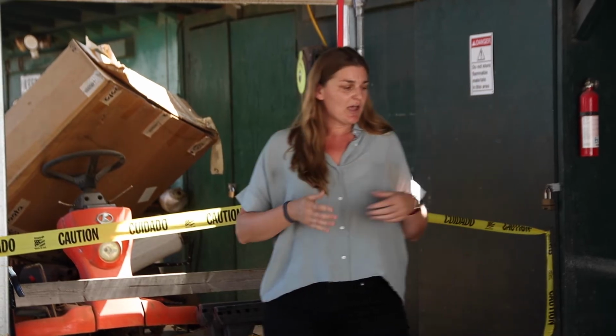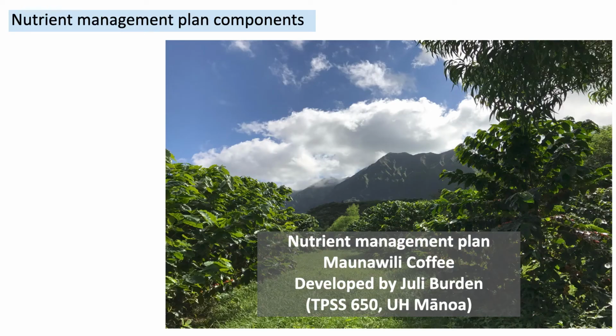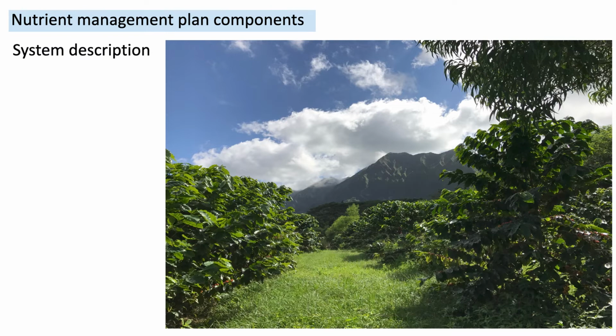So again, I want to go over the components, and I'm going to use this as an example. This is a Mānoa coffee orchard. It's for boutique coffee production. The student who led this is Julie Burden. She's also going to be roasting the coffee for sale, and she developed this as part of my upper level course. And so I'm going to begin with system description.